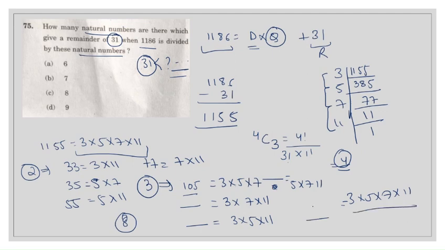We do not need to know the numbers themselves, because that is of no use. We just need to know how many such combinations are formed. For the factors of 1155, given that the remainder is 31, all these numbers should be greater than 31. So we have a total of 9 such numbers, like 8 plus 1. So 9 will be the answer to this question.